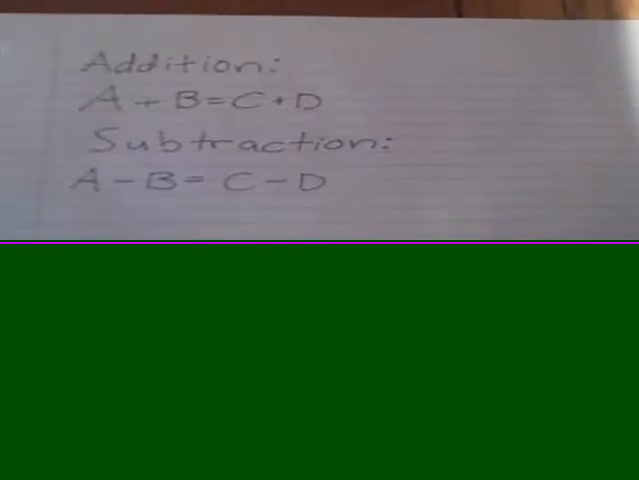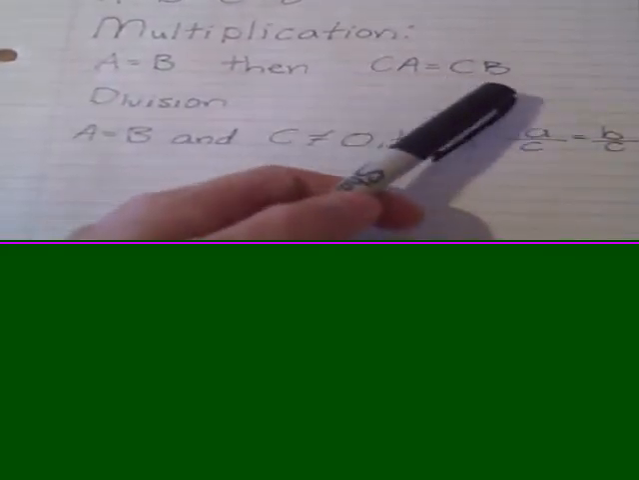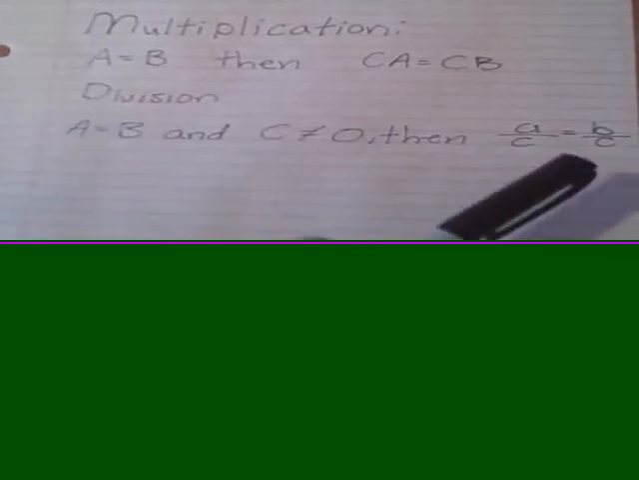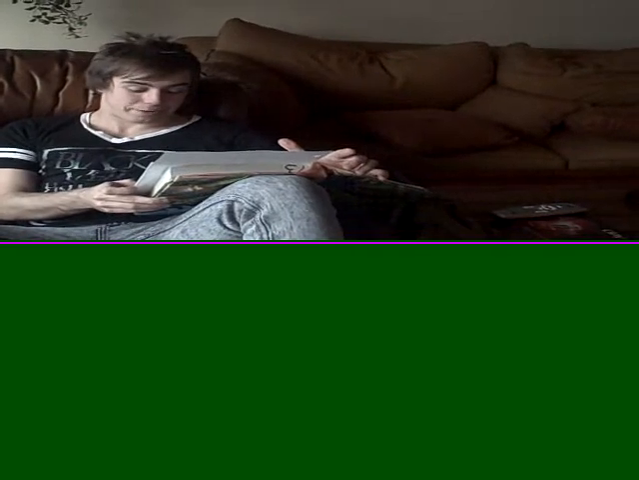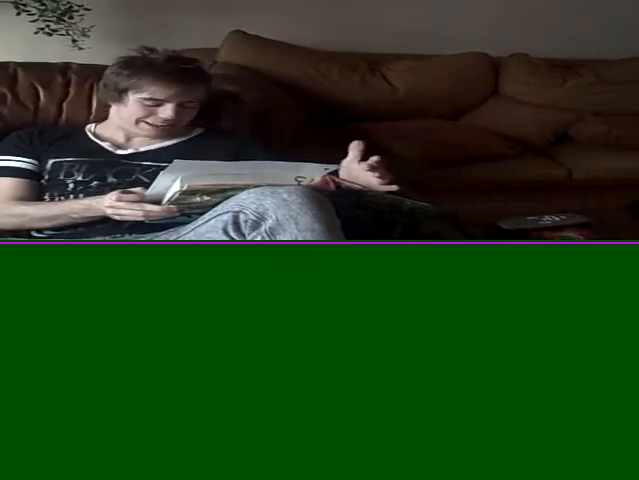Now to properties of algebra. First is the addition property and the subtraction property. So it's like A plus B is equal to C plus D, or A minus B is equal to C minus D. But there's also multiplication and division property, which works the same way. If A equals B, then CA equals CB. And in division, if A equals B and C does not equal 0, then A over C equals B over C. But there's this other property: if A equals B, they can be substituted for each other in any equation or inequality.